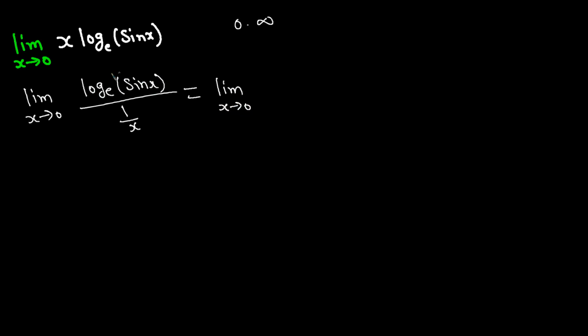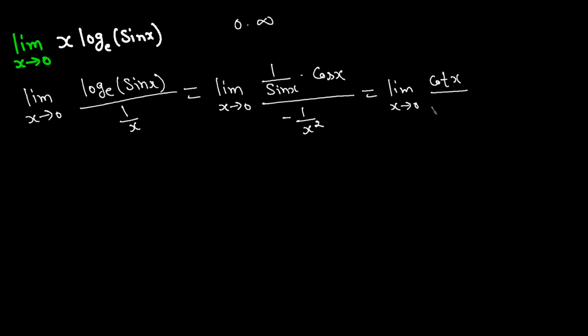So the derivative of the numerator, log of sine x, is basically 1 over sine x times the derivative of sine x, which is basically cos x. So we used the chain rule there, and the derivative of 1 over x is minus 1 over x squared. Okay, and let's simplify it. Cos x over sine x is cotangent x over minus 1 over x squared.